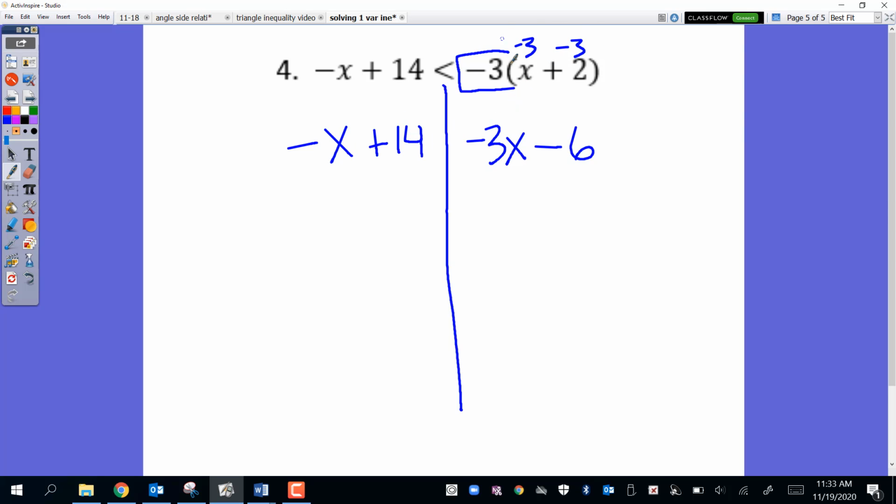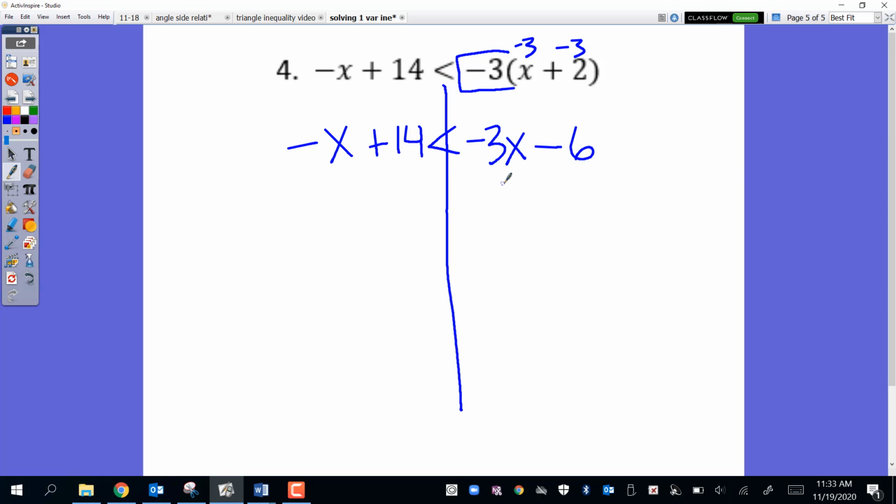Okay, now I did multiply by a negative. So you might be thinking, oh, maybe I should flip. But I did not multiply both sides of this inequality by a negative. I only multiplied stuff on the right side by a negative. So if that is what you're doing, like, oh, I'm getting rid of parentheses and I'm multiplying, that does not count towards should I flip or not flip. Okay, so this is going to stay the same.